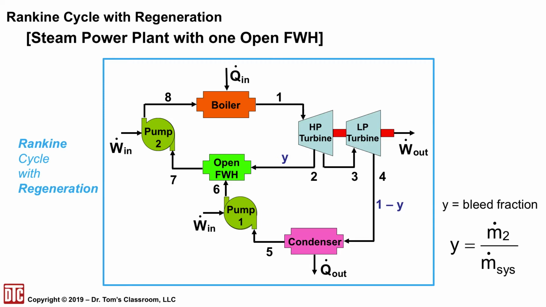The y again is called the bleed fraction, and that is a term used in the reference handbook, but it is not given, so I'm going to show you how to actually calculate it. It really represents the m dot 2 coming out of the high pressure turbine divided by the mass flow rate of the system, and that mass flow rate appears at 7, 8, and 1. 2 and 3 add together to be the m system, and of course y and 1 minus y would add to 1 as well. 5 has a 1 minus y times m system dot, and we'll see that in the equations.